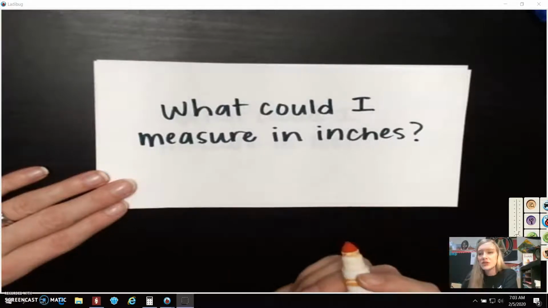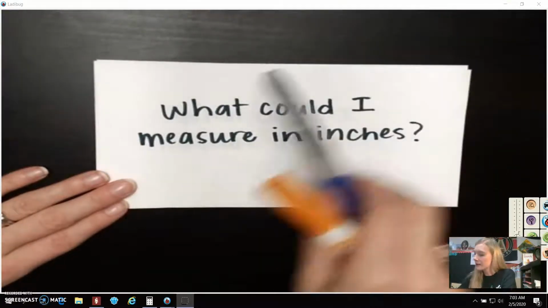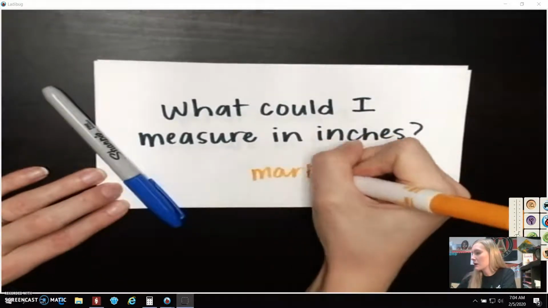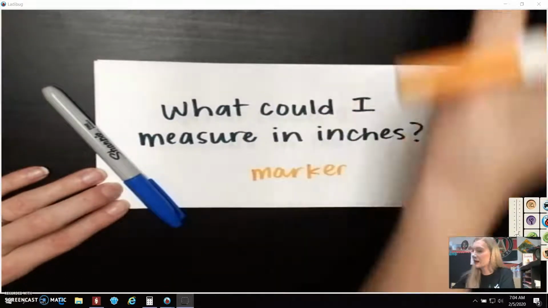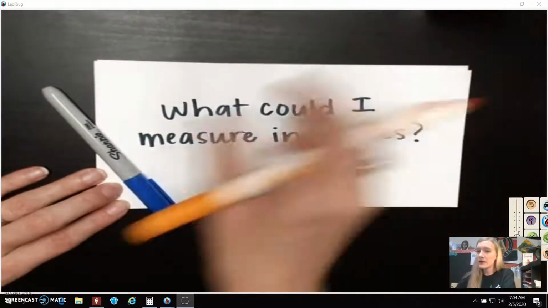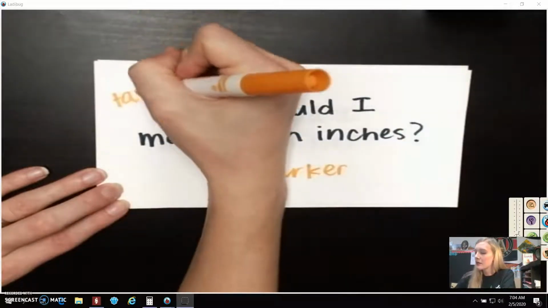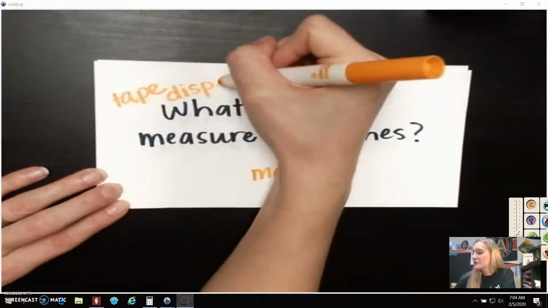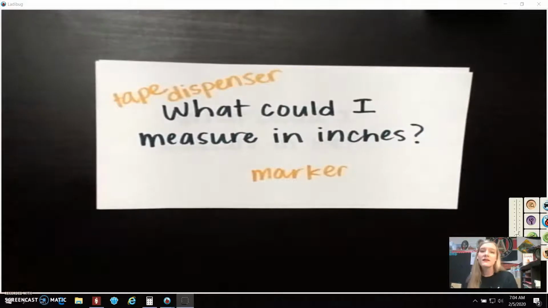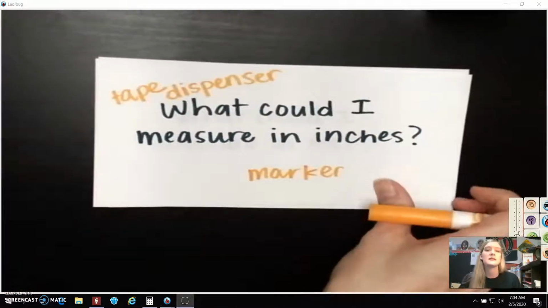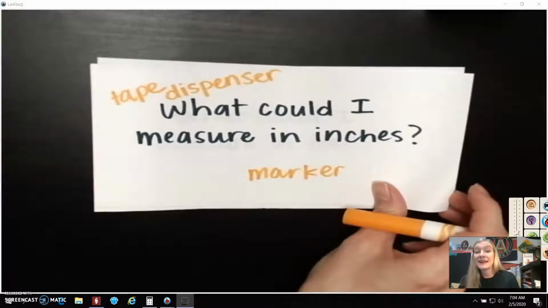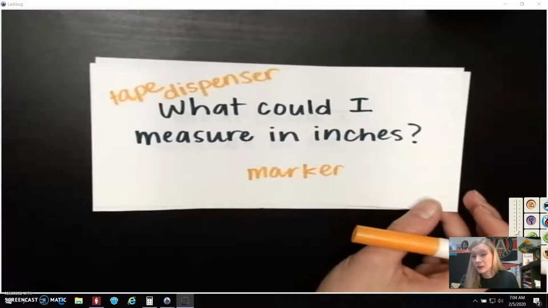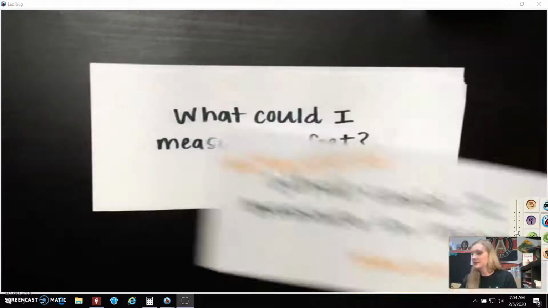So, what could you measure in inches? Well, there are some things we can measure in inches, but typically we want to measure things that are small. So things like a marker, or things like a tape dispenser. Things that are not going to be overly long, things that it's not going to make us have to use a billion little units. So things that are smaller, we tend to measure in inches. Things like tissue boxes and things that you could probably see sitting on your desk somewhere. Those are typically things we would measure in inches.